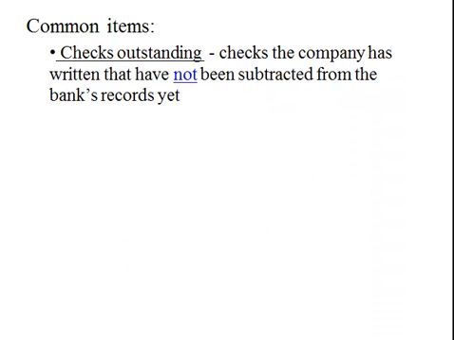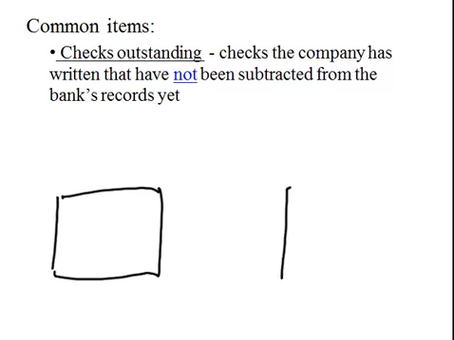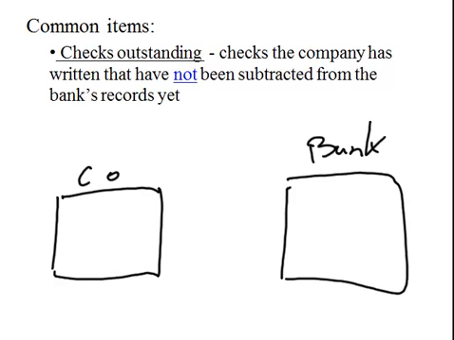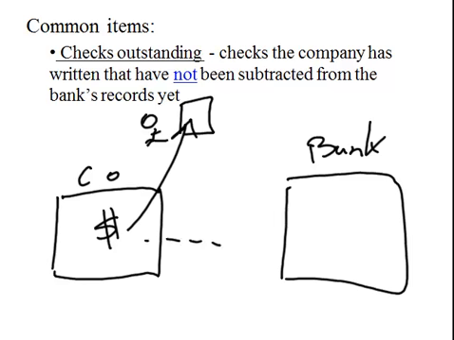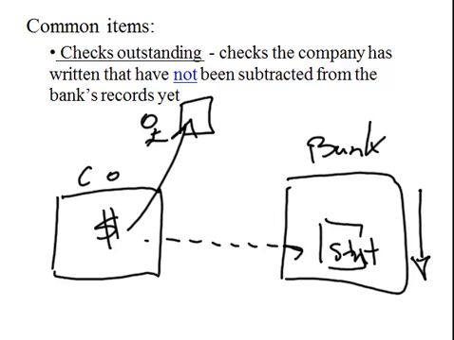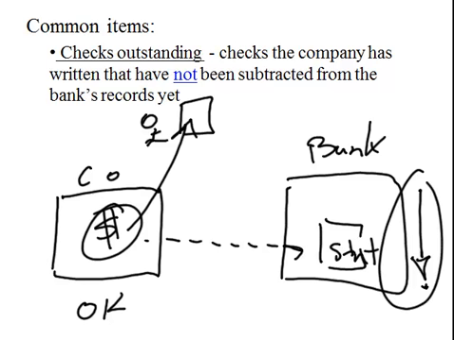Another common item are checks outstanding. This is very similar to a deposit outstanding, only the adjustment goes the opposite way. A check outstanding represents cash that has been disbursed to a customer or to another company, but has not yet been reflected on our bank statement. The adjustment that is required is a reduction in the bank's records. Our general ledger account is okay. We know about this transaction and have reported that cash. It is the bank that needs to record an adjustment.